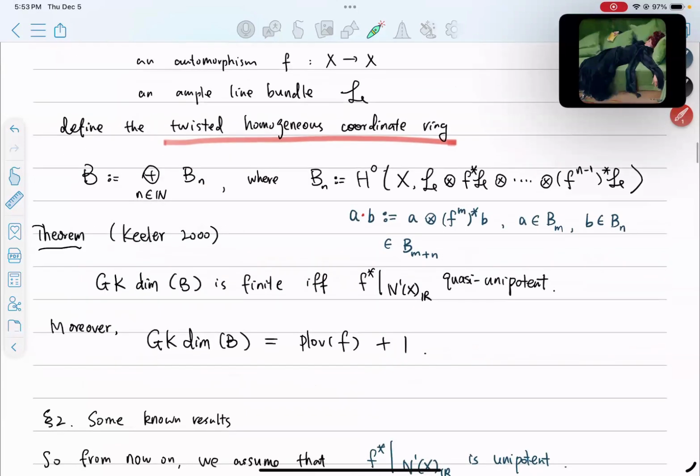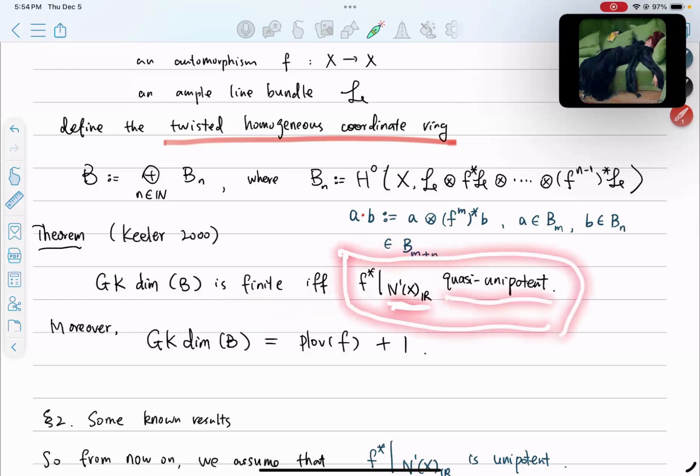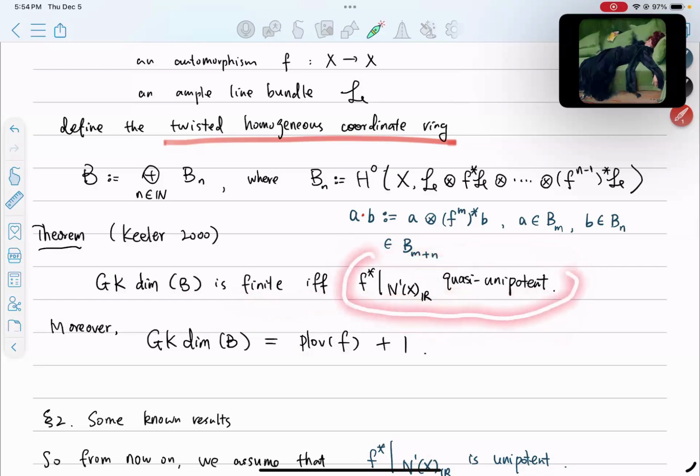So anyway, Keeler in 2000 proved that the GK dimension of this non-commutative algebra B, the twisted homogeneous coordinate ring, is finite if and only if the pullback action of this automorphism on the Néron-Severi group is quasi-unipotent. In other words, in algebraic dynamics, it means that F is of zero entropy.